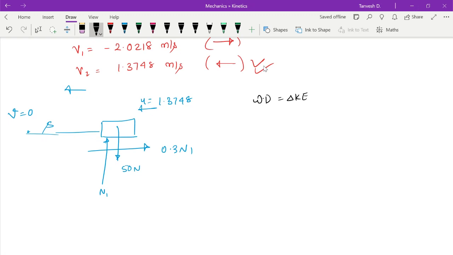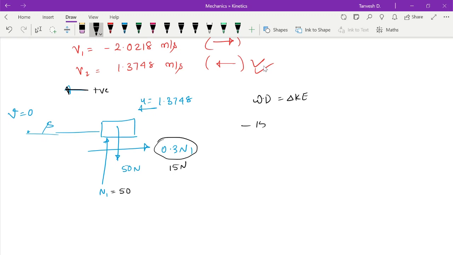Therefore, we have to use this force. N1 is going to be 50, and 0.3 into 50 is going to be 15 newtons. So what we'll get is, now the motion is to the left, so leftwards I'll take positive.